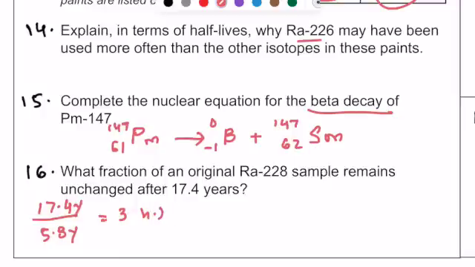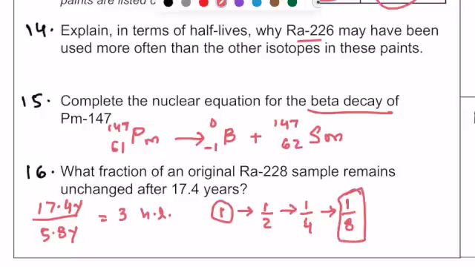So that means if we started with a sample of 1, after the first half-life, we had 1/2 of that sample left. After the second half-life, we had about 1/4 left. And after the third half-life, we had about 1/8 left. So this is the fraction that is left.